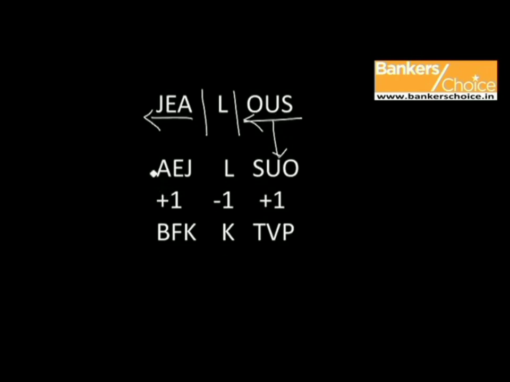Now, I am adding the immediate next letter to the letters in AEJ group. Same is the case with the SUO group. And coming to the third part, we are writing immediate preceding letter to L, that is K. We need to repeat the same logic to find the code for heart10.